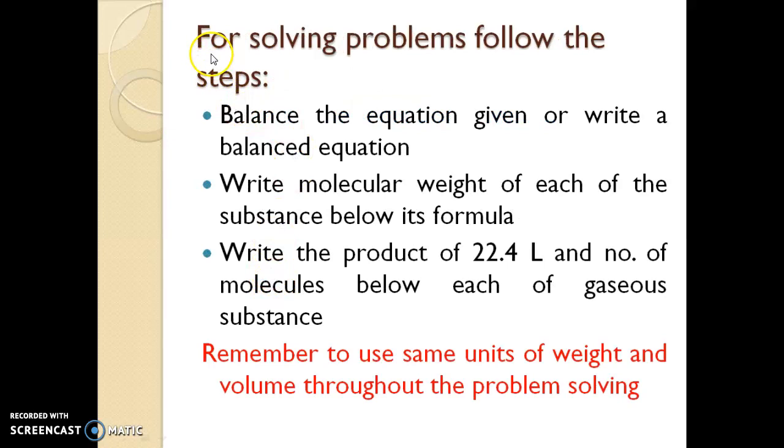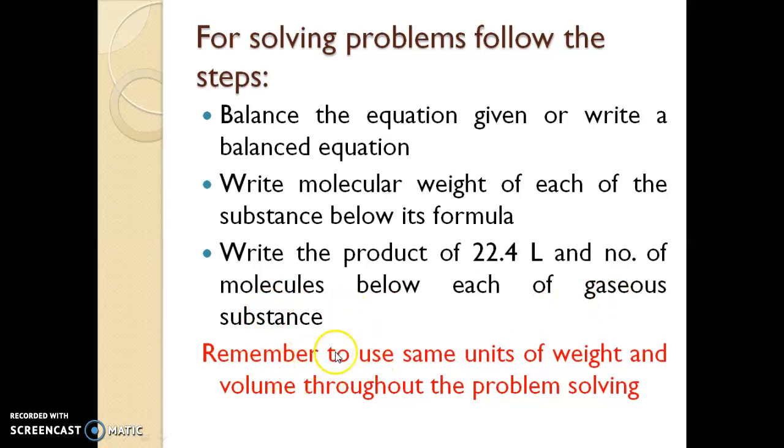Now, what will be the steps followed by you for solving the problems? First step is to balance the equation given or write the balanced equation. Second step, write the molecular weight of each of the substances below its formula. Third step, write the product of 22.4 liter and the number of molecules below each gaseous substance if there are gaseous substances in the reaction.